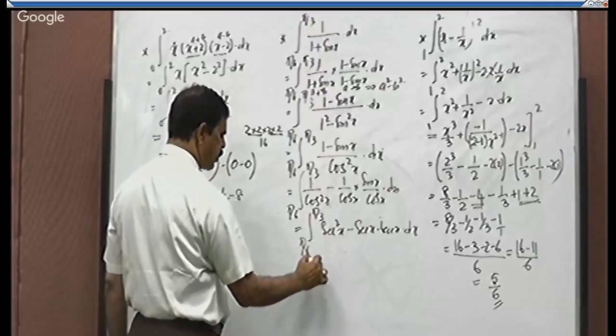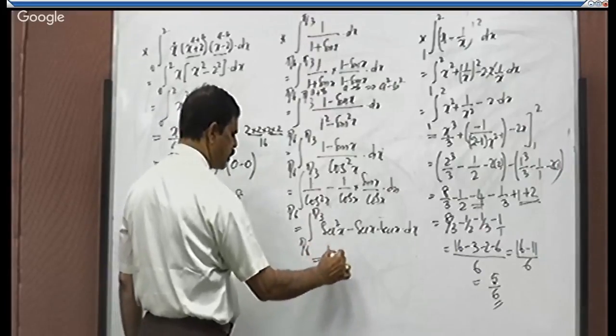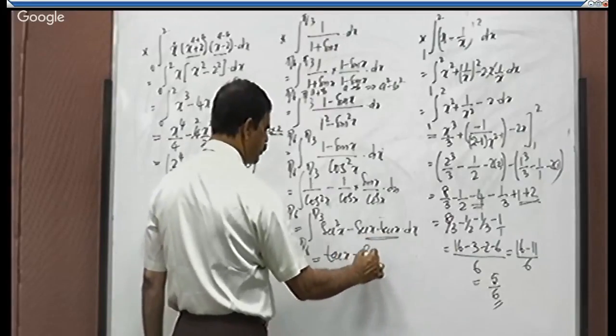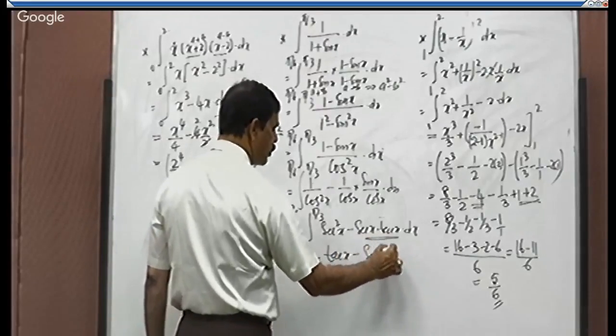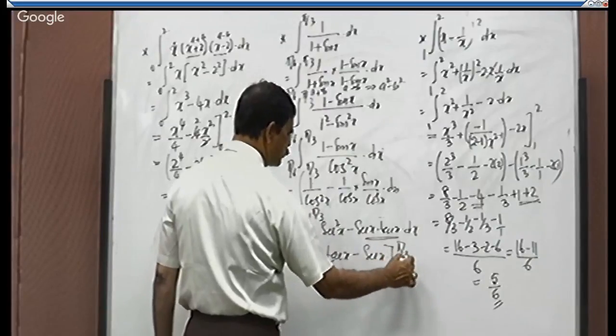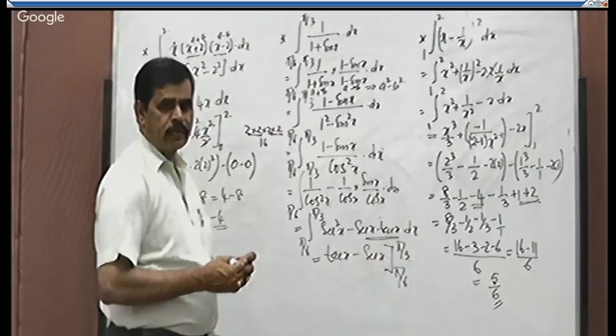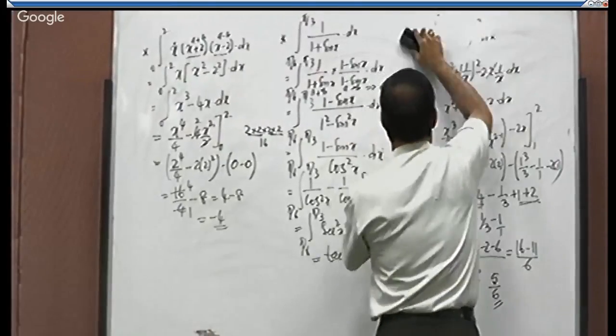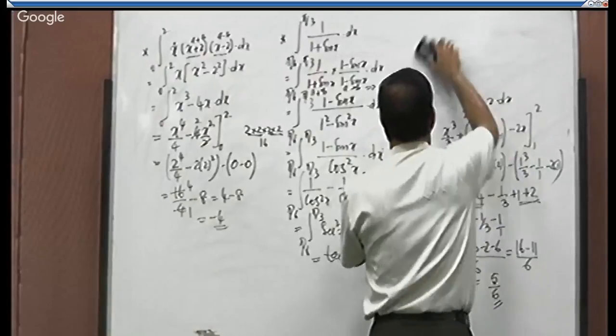Now integrate. Integration of secant square x is what? It is tan x. Minus integration of secant x tan x is secant x, limit pi by 6 to pi by 3. We have to take suitable limits, otherwise we will get an unwanted answer or an undefined answer.